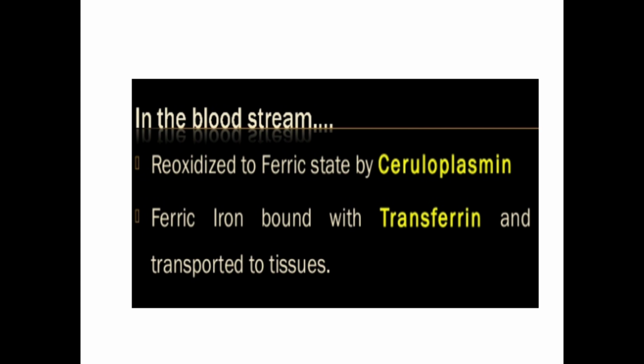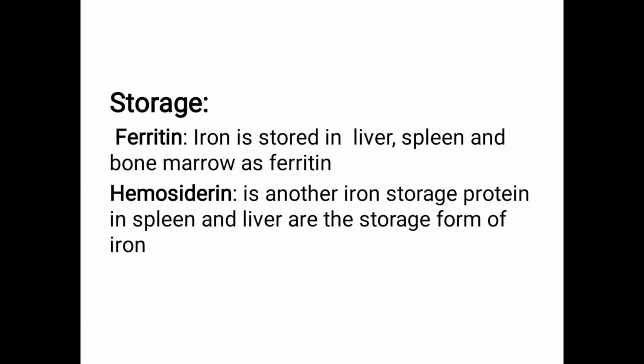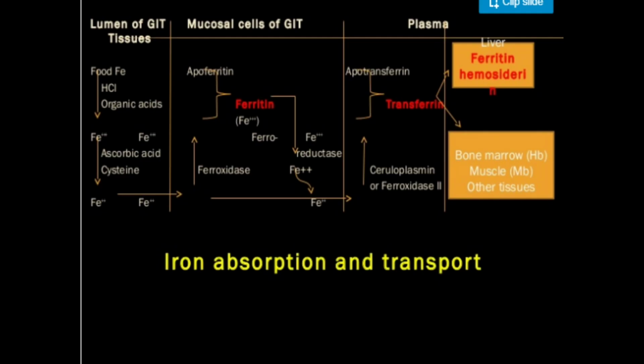In the bloodstream, it is reoxidized to ferric state by ceruloplasmin, a copper containing protein. So ferric iron bound with transferrin is transported to tissues. Transferrin is the transport form of iron. In the form of ferritin, iron is stored in the liver, spleen and bone marrow. Hemosiderin is another iron storage protein in the spleen and liver. So ferritin and hemosiderin are the storage forms of iron.